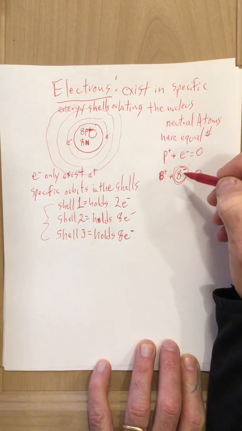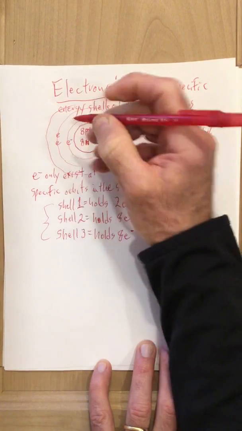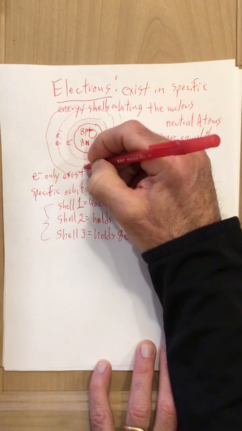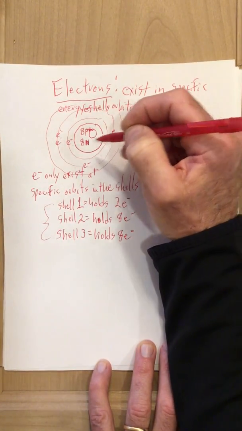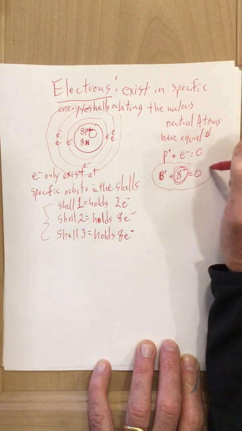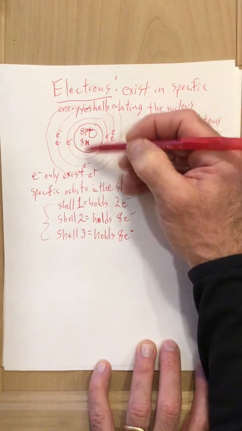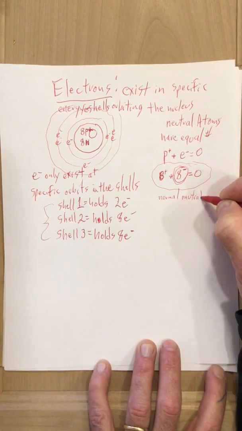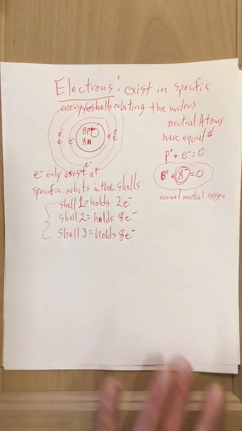And now I have to put 6 more, right? I got to get 6 more. So I'm going to pair up the next ones. 1, 2, 3, 4, 5, 6, and then I'm going to leave these 2 by themselves, and I'll show you why in a second. So that's 1, 2, 3, 4, 5, 6, 7, 8. So now I've got a neutral oxygen atom. This is what's called a normal, normal because it's got a normal mass, and it's neutral because it's got the same number of protons and electrons. This is a normal neutral oxygen atom. Okay?